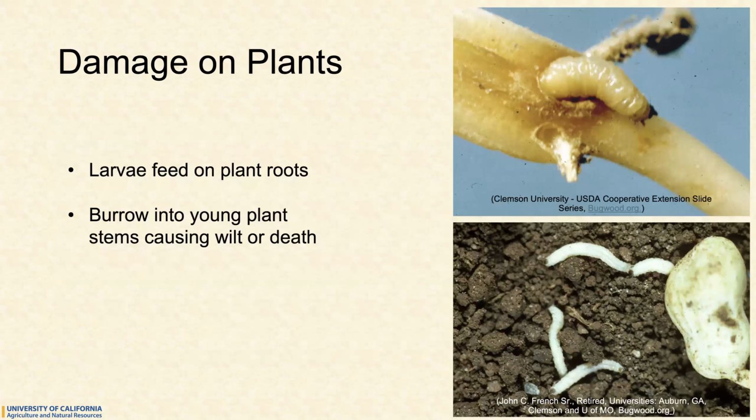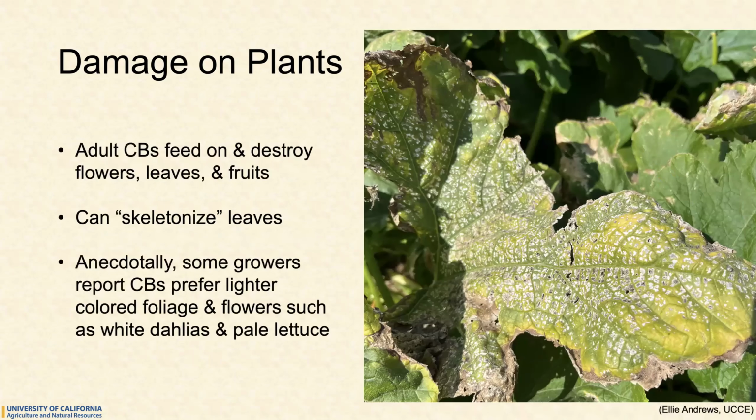The larvae look like this, as you can see in these photos. They feed on plant roots. They burrow into young plant stems, causing wilt or death. And then the adults feed on and destroy flowers, leaves, and fruits. As you can see in this photo, it shows it really nicely. They can really skeletonize leaves, which causes severe damage.